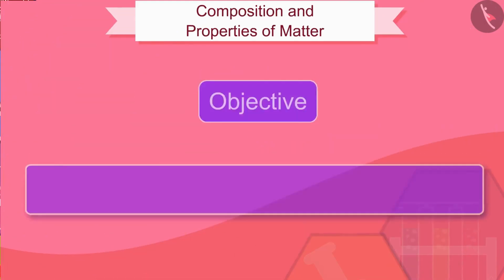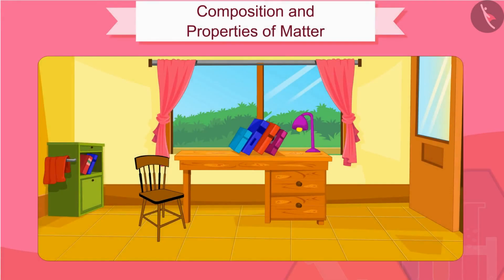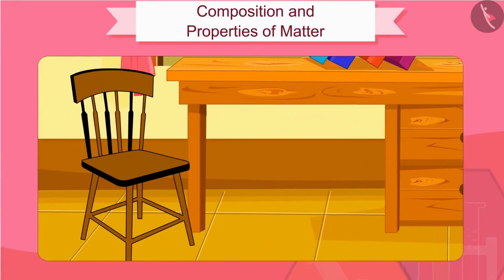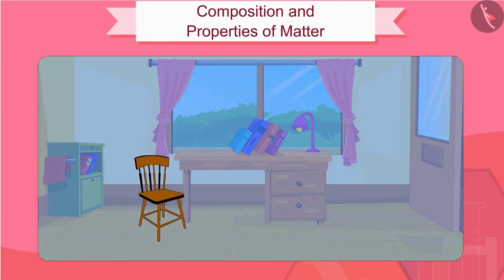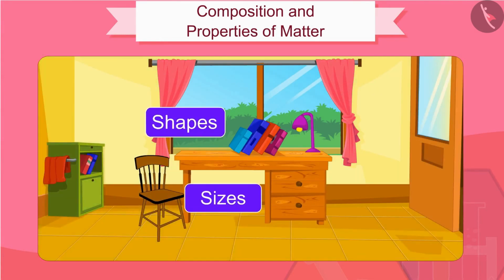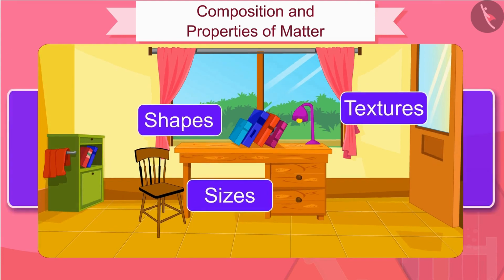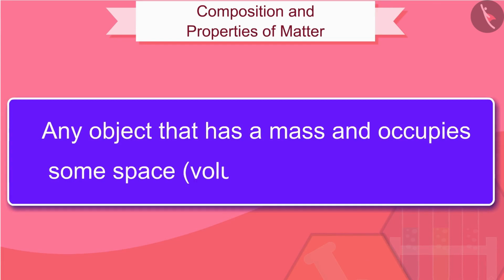In this video, we will study the composition and properties of matter. As we look at our surroundings, what do you see? Yes, we see a large variety of things around us which have different shapes, sizes and textures. Any object that has a mass and occupies some space, volume, is called matter.